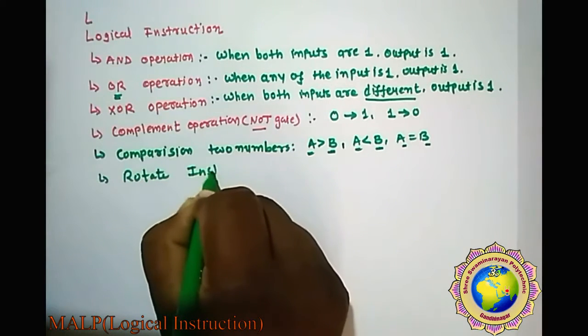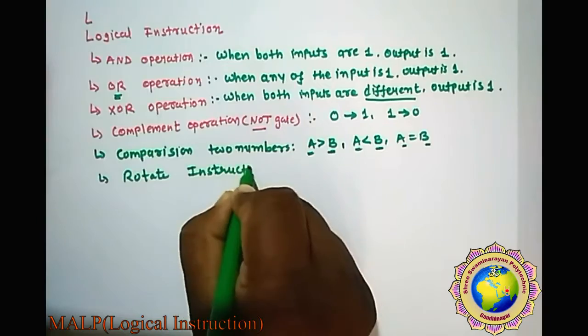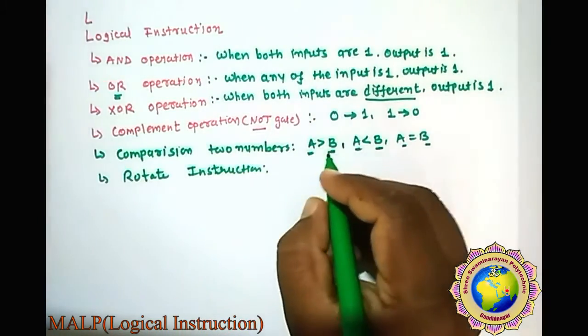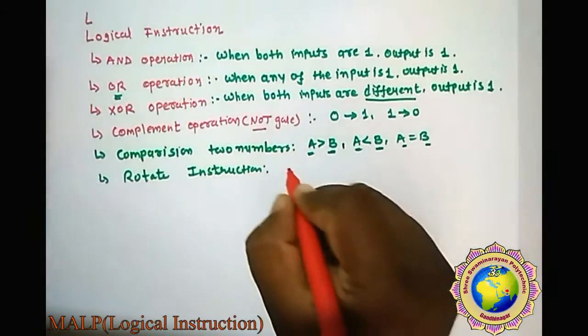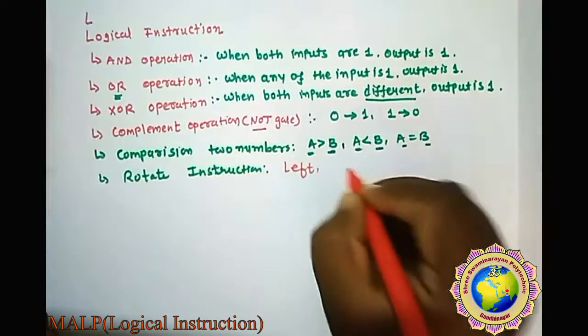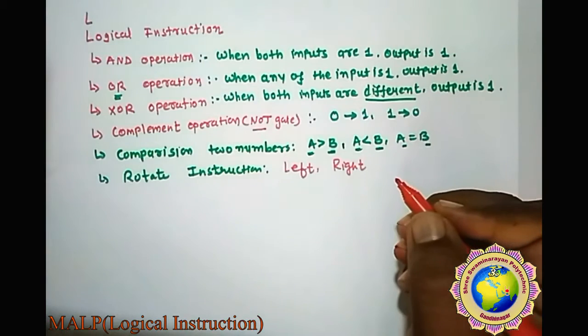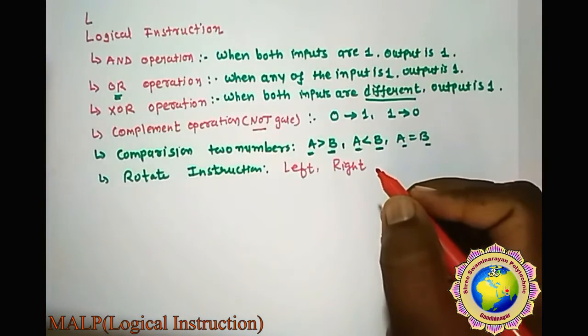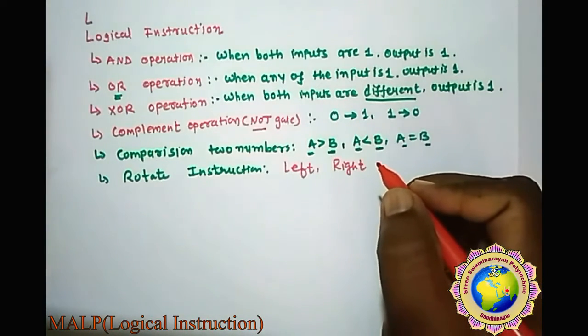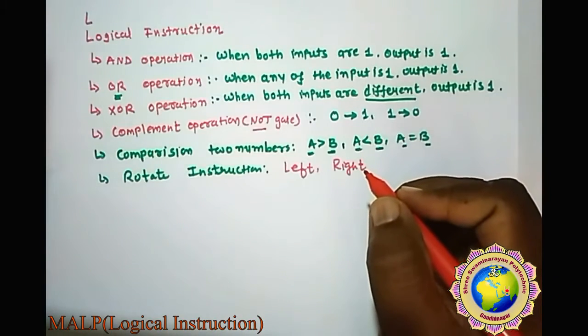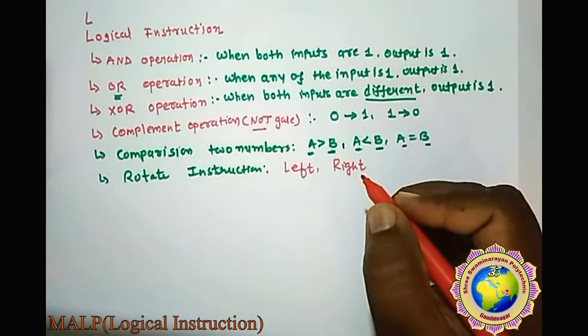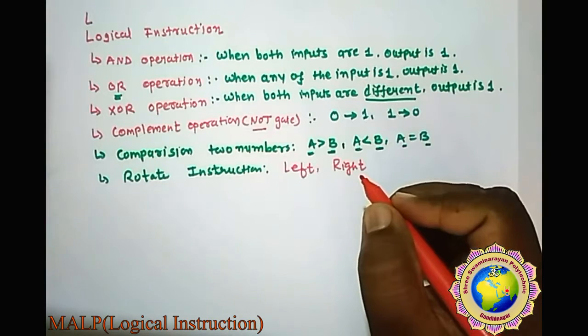The third logical instruction is the rotation. Rotate instructions. In the rotate instruction, there will be two types of rotation. The first is left and the second is right. We can rotate the bits of the accumulator either in the right position or in the left position. So these are the different types of logic instructions we are going to study.